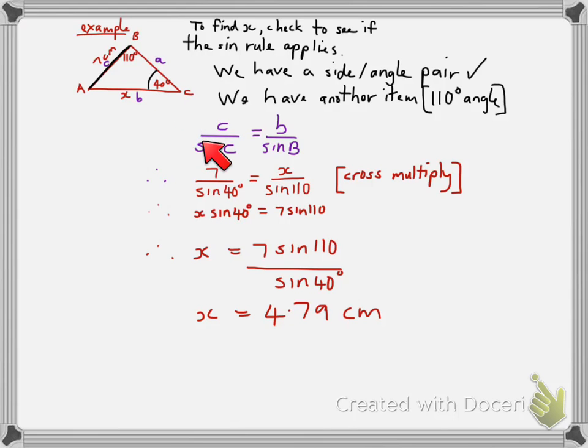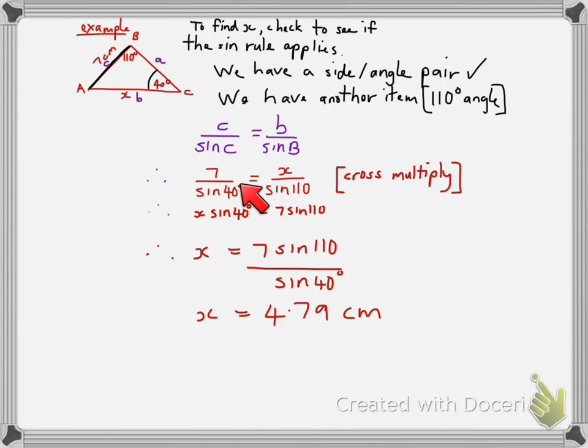So c on sine C gives us 7 over sine 40, and we can make that equal to the other pairs. In this case we're going to use b and sine B. Side b is x, sine B is sine of 110. What we do now is cross multiply. That means when two fractions are equal, the multiplied diagonals are also equal.